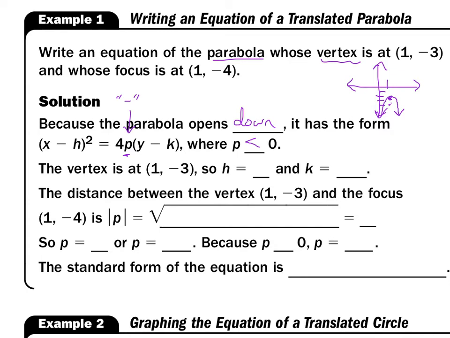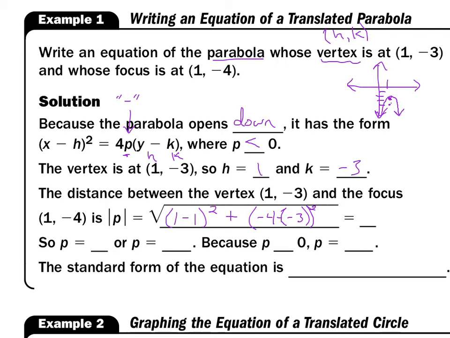So we know that. The vertex is at 1, negative 3. Okay, and we said that our vertex always has the form h, k. So that means h is 1 and k is negative 3. So 1 and negative 3. The distance between the vertex 1, negative 3 and the focus 1, negative 4 is the absolute value of p is equal to, and of course that's going to be our standard distance formula, so that would be the square root of (x2 minus x1), which is (1 minus 1) squared, plus the quantity (y2 minus y1), which would be (negative 4 minus negative 3) squared.